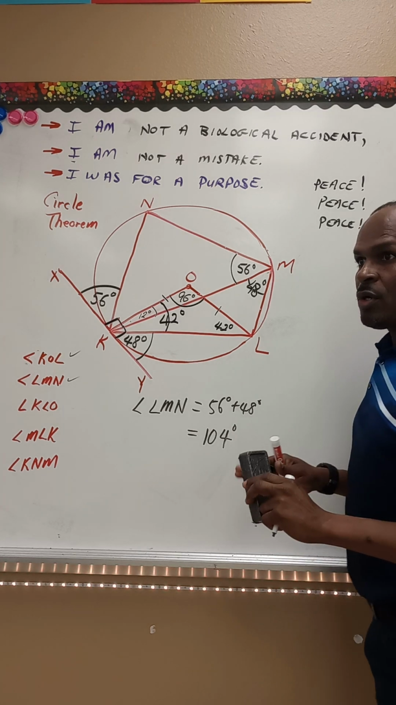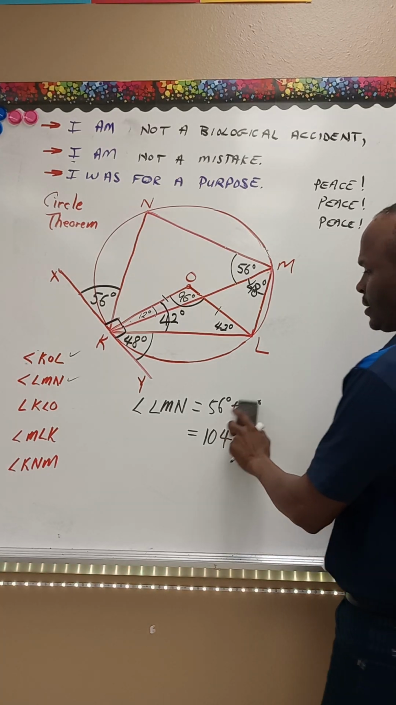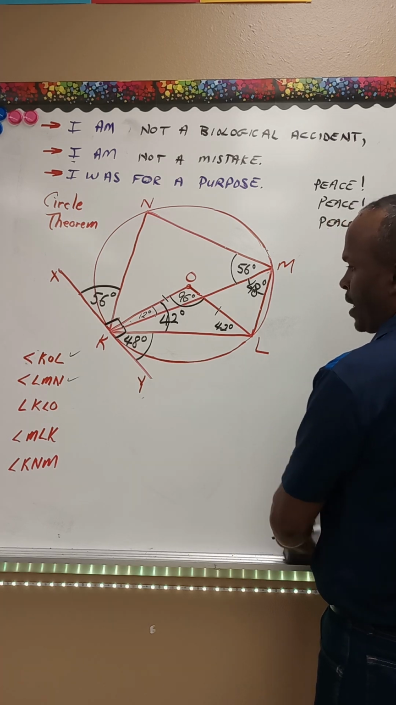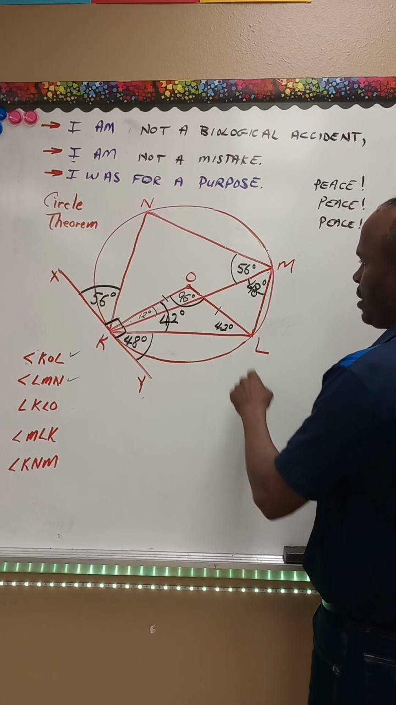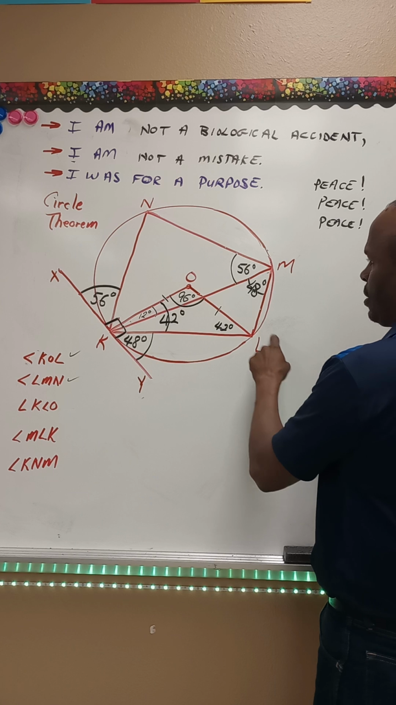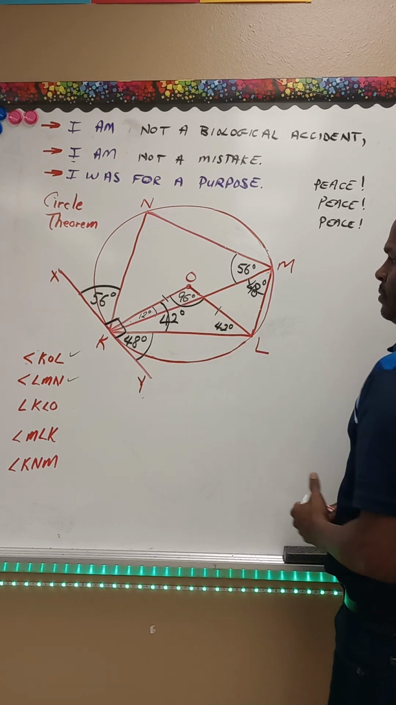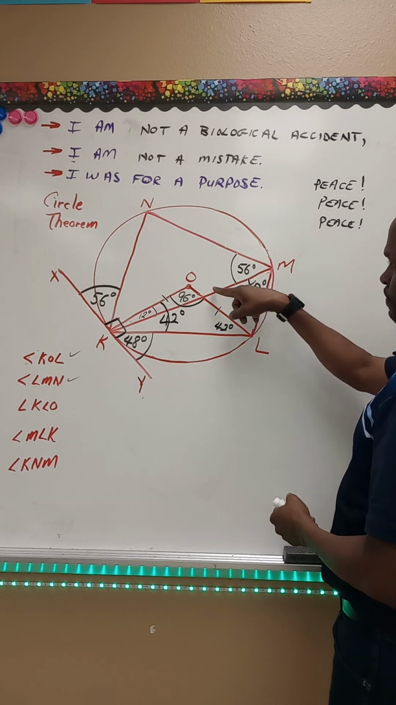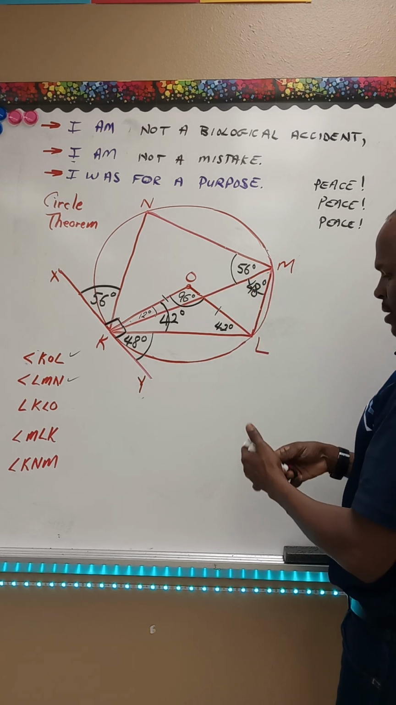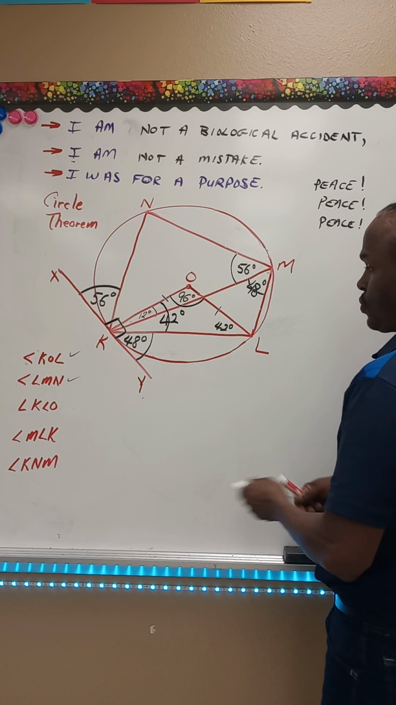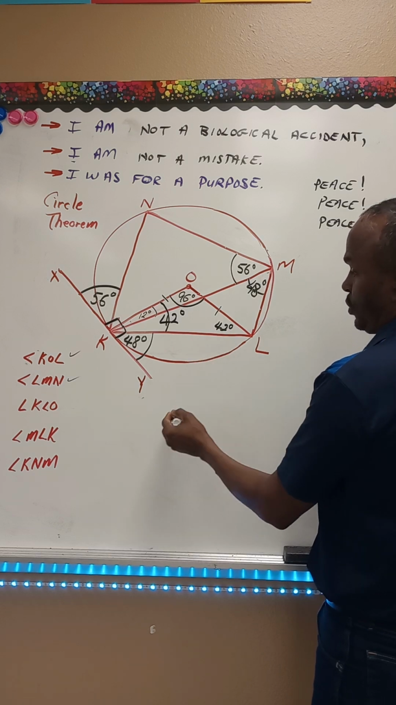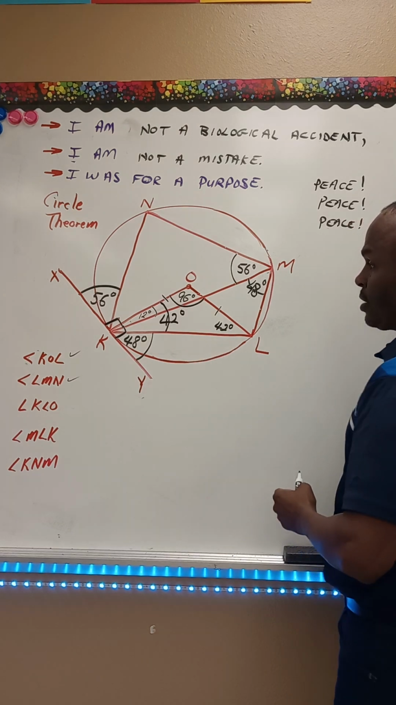So you have to be very thorough in analyzing this system. Next, we want to find angle KLO. Of course, if you look carefully, we have to find angle KLO, which we have formed already in this isosceles triangle.